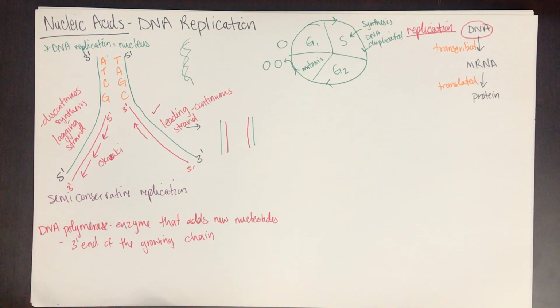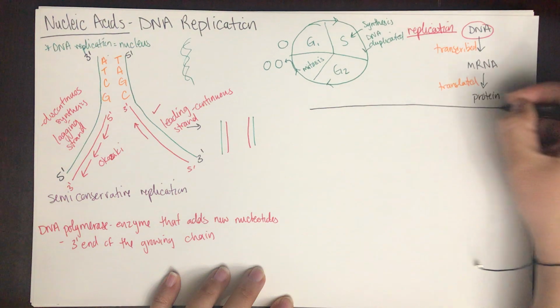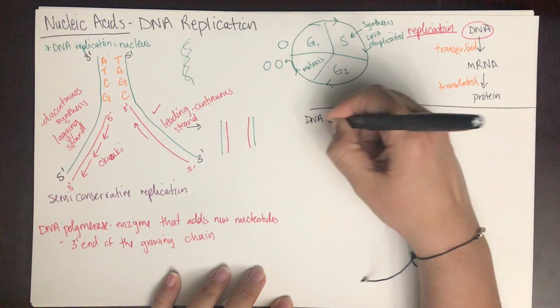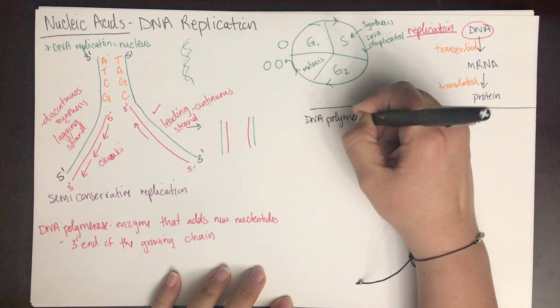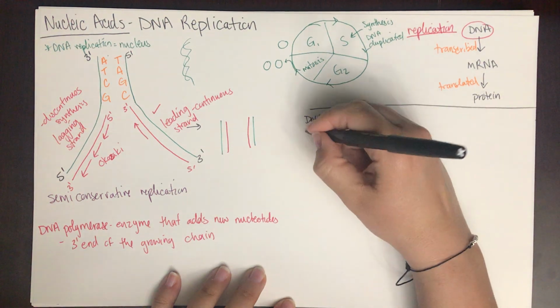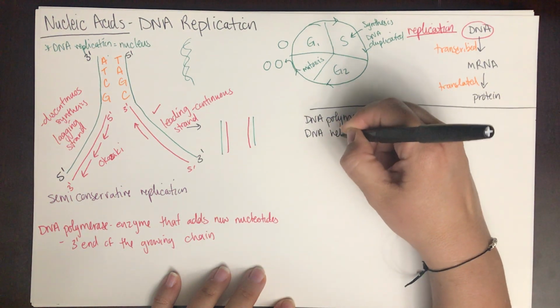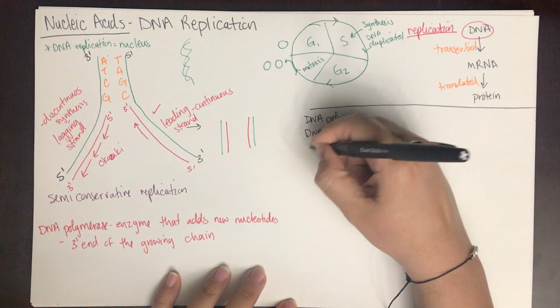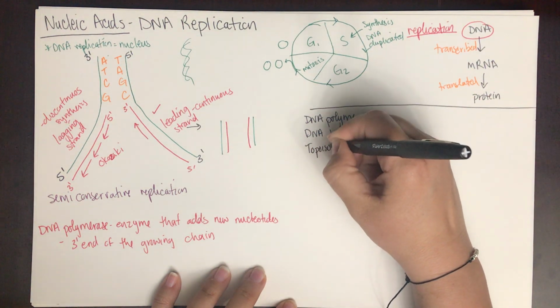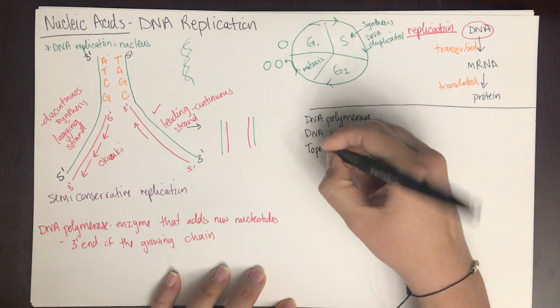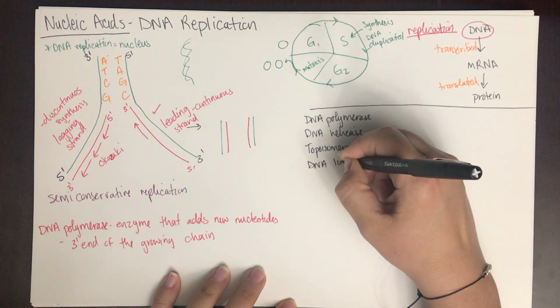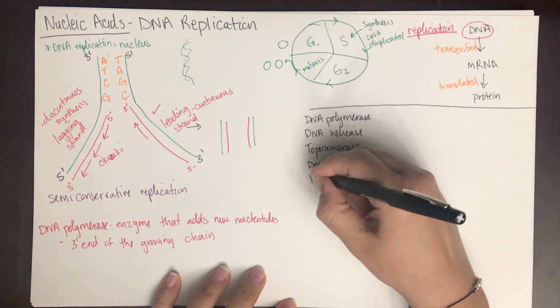So there is a slide that shows some enzymes to know, and DNA polymerase is on there. Let me just go ahead and write those enzymes that you need to know. DNA polymerase, DNA helicase, topoisomerase, ligase, DNA ligase, and primase.